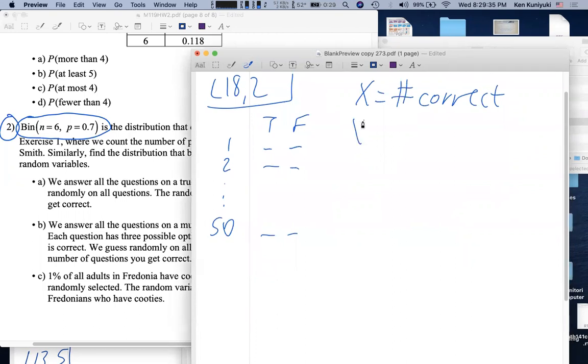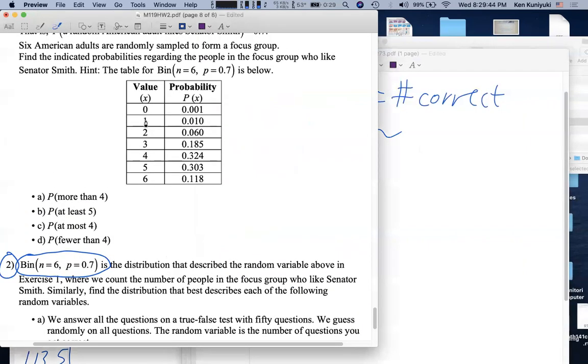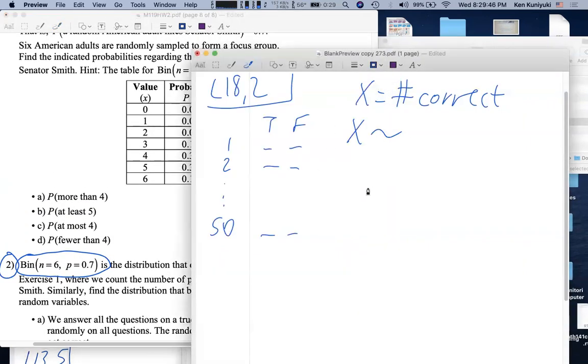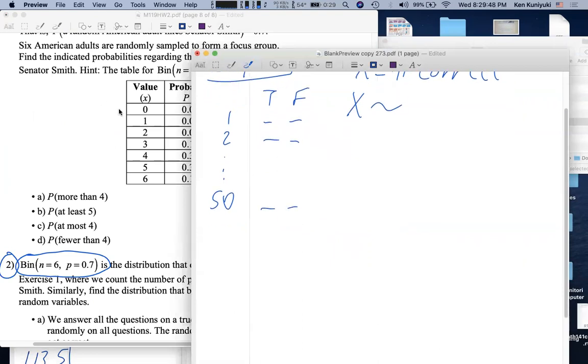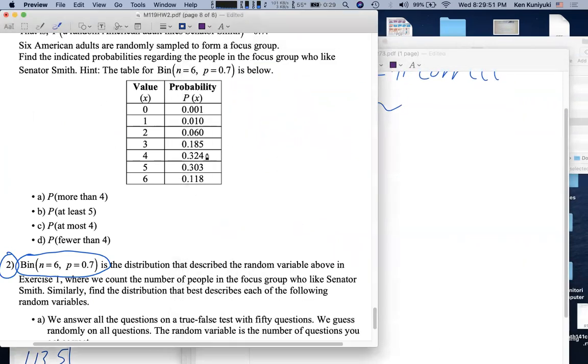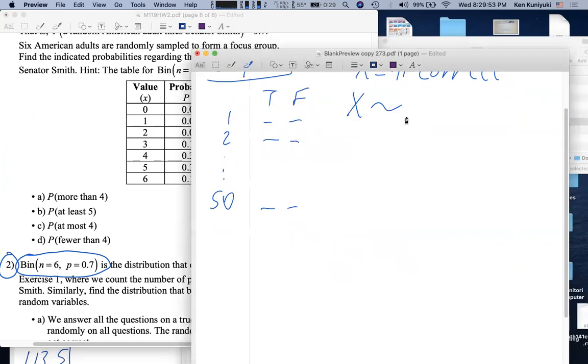So what distribution does X have? Now, I don't know how many questions you got correct, but I do know the distribution. I can do something like this with 0 through 50, in terms of the number you got correct, and then Excel can tell you what the probabilities are. So it is binomial.